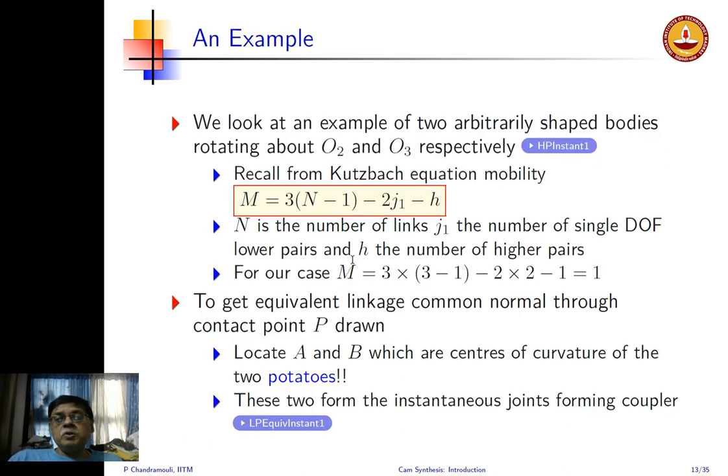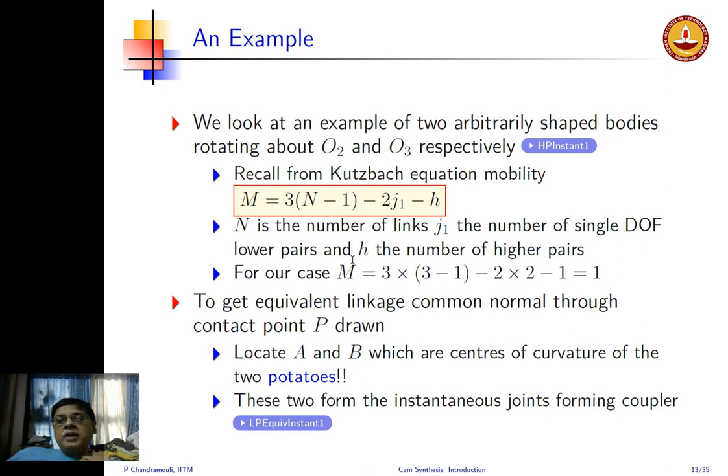So you can see from the Kutzbach equation, there are a number of bodies. There is one fixed body. You have 2 and 3 which are rotating against each other. So n is 3, and the number of joints, lower pair joints, are the 2 revolute joints corresponding to the rotation of the 2 bodies at OA and OB. So J1, which is the number of single degree of freedom lower pairs, is 2.